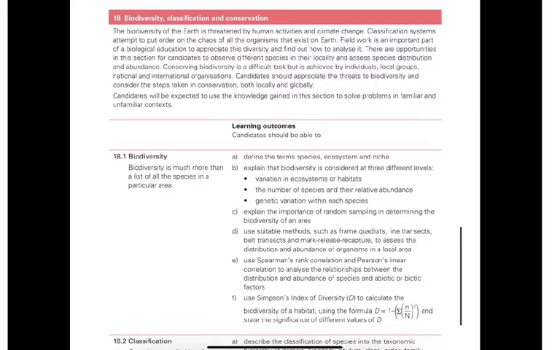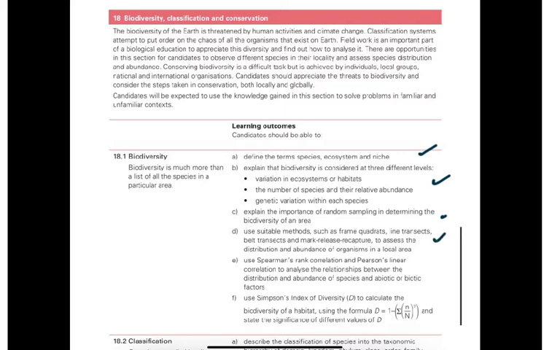Whenever we start a chapter, you must remember to start with the syllabus, and the syllabus must be in front of you. If you look at the first point of the learning outcomes, it is to define the terms species, ecosystem and niche, and then explain that biodiversity is considered at 3 different levels. Then explain the importance of random sampling, then the suitable methods which we're going to go into detail about.